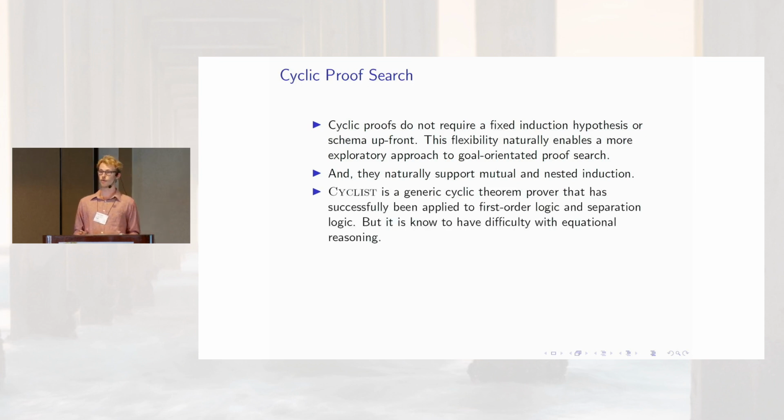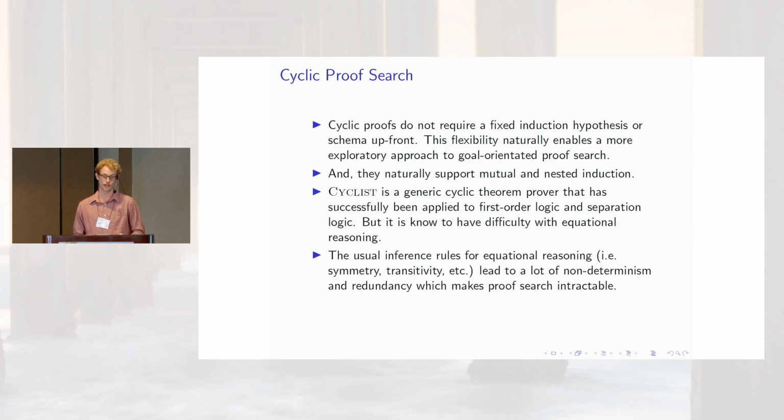So as a reference point for talking about our contribution, we're going to use Cyclist, which is a generic cyclic theorem prover. It's generic in the sense that it takes a user-defined set of inference rules and just does cyclic proof search using these rules. It's been very successful in applications with first-order logic and separation logic, and in particular, it can handle mutual induction seamlessly in these contexts, but it's known to have difficulty with equational reasoning.